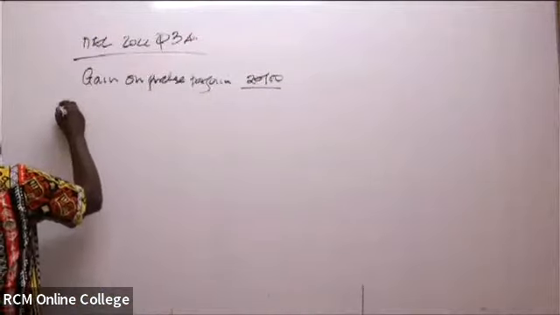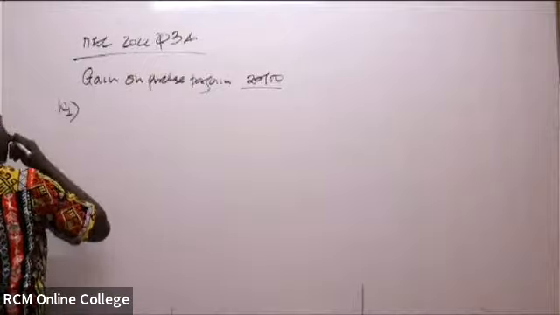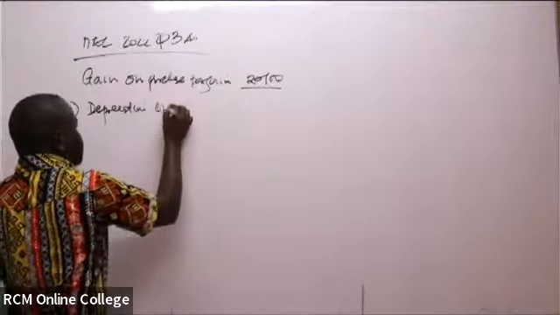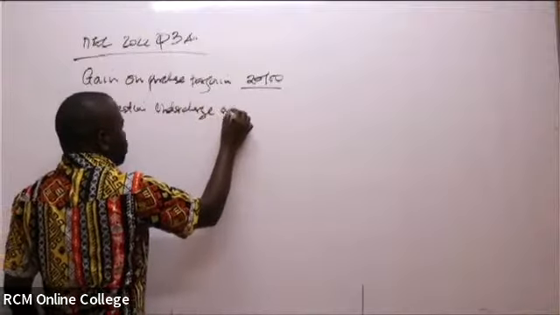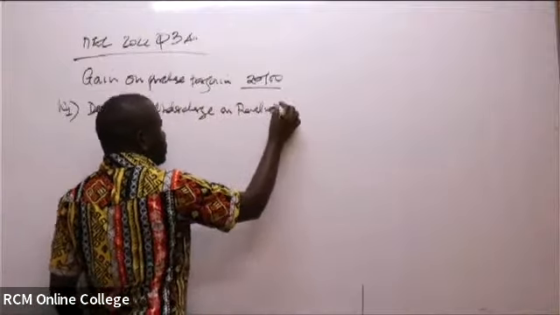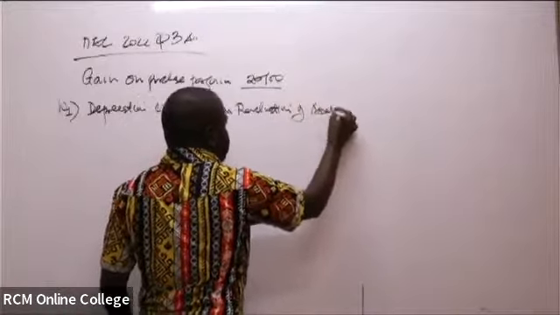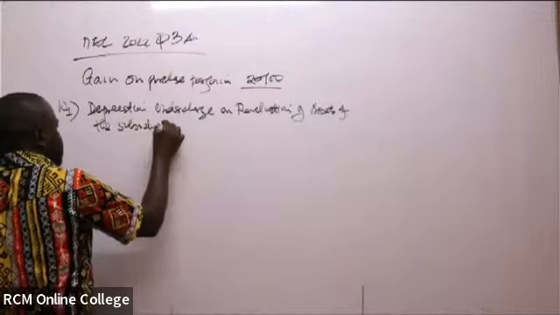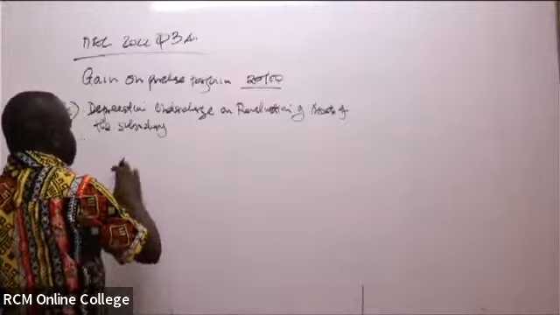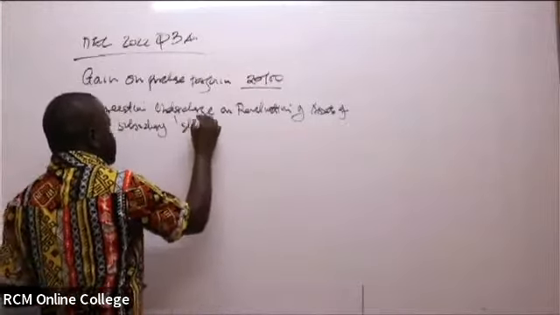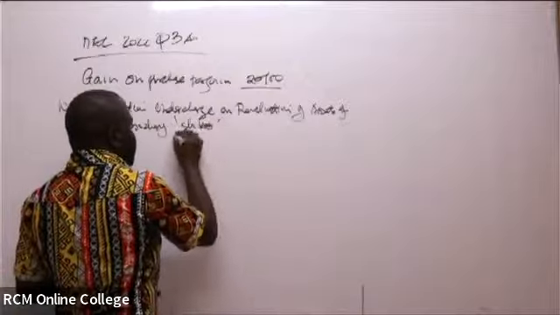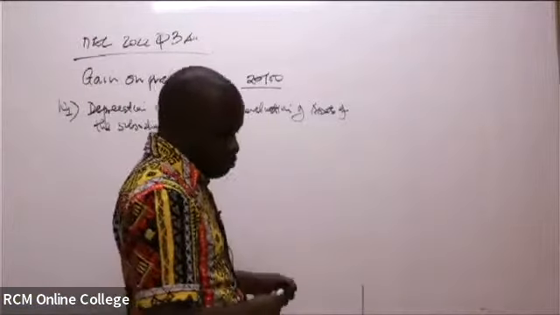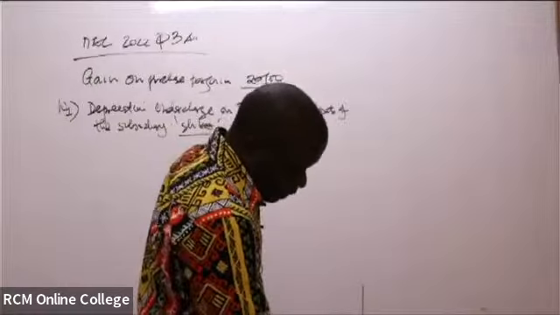So we can do a working there. I don't know, it will be working one. Depreciation undercharge on revaluation of assets of the subsidiary. In this case, the assets were revalued above by 24 million. Our shillings are in thousands. So we'll have to compute the depreciation on that.